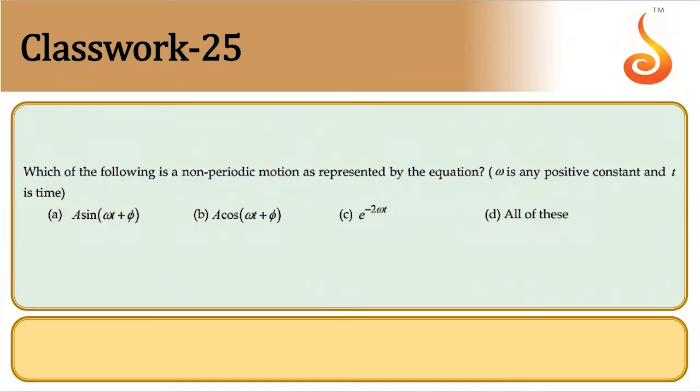Which of the following is a non-periodic motion represented by the equation: a sin omega t plus phi, a cos omega t plus phi, e to the power minus 2 omega t, all of these. See, these are repetitive motions. This is not. So e to the power minus 2 omega t should be non-periodic. So it simply decreases with time. Yes. Shall move on to next.